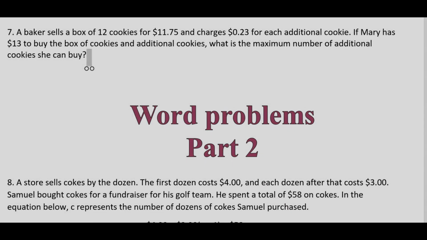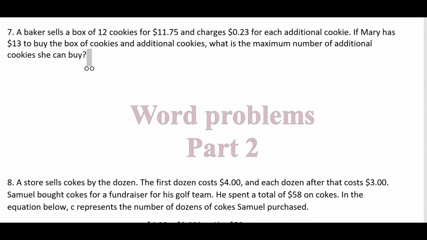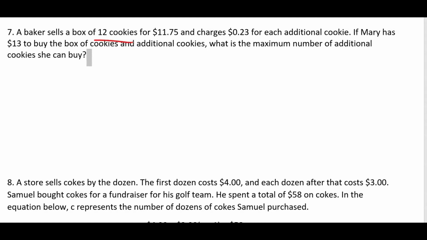Alright, so we're going to continue with word problems here. And number 7 on 1.9, this is from the notes. We have a baker who is selling cookies, and it says 12 cookies for $11.75. Now I have to pay attention to what this is asking me to do, because I'm not actually going to use this in my equation. I'm going to use parts of this.